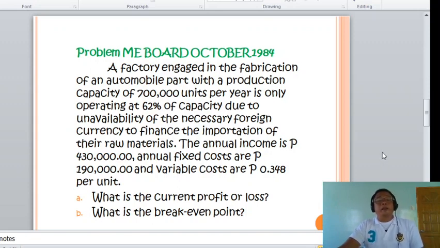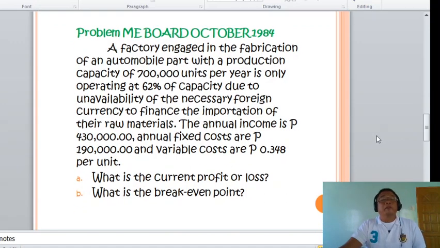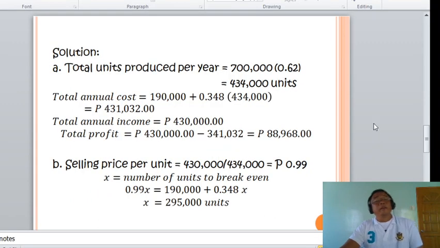So what is the current profit or loss? And another question, what is the break-even point? So the total units produced per year is 700,000 multiplied by 0.62, so that is 434,000 units. The total annual cost is 190,000 plus 0.348 multiplied by 434,000. So that is 341,032 pesos.